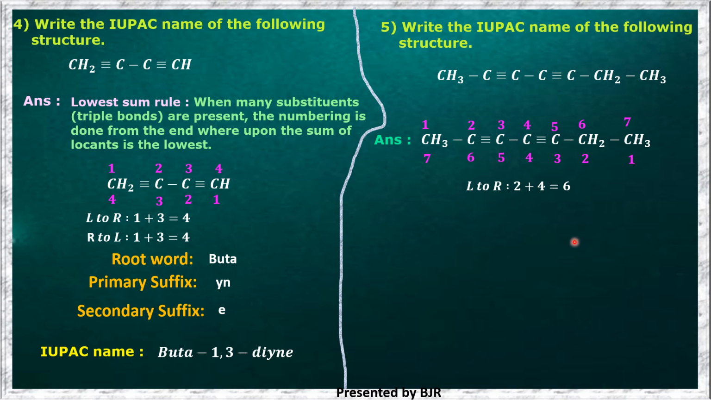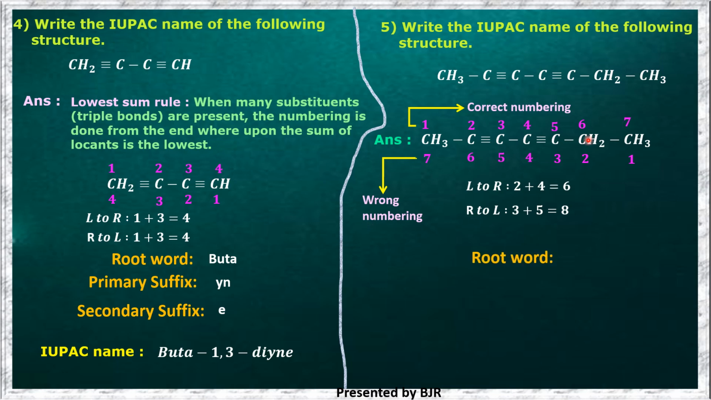Left to right, sum of locants. If we consider the numbering from left to right, the second carbon and the fourth carbon are containing the triple bonds. So sum of locants is equal to 2 plus 4 is equal to 6. If we consider the numbering from right to left, it is the third carbon and the fifth carbon that are carrying triple bonds. So the sum of the locants is least in the case of left to right numbering. So this one is the wrong numbering, this one the correct numbering.